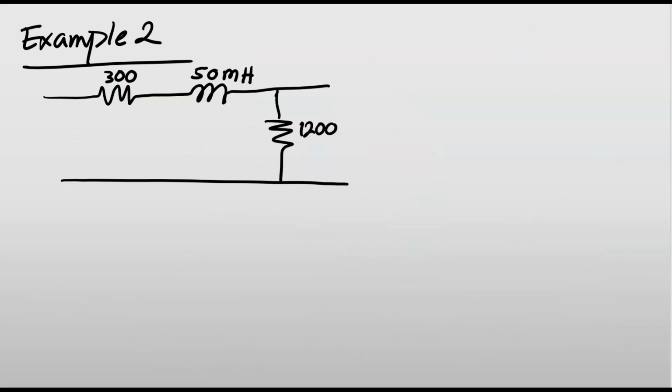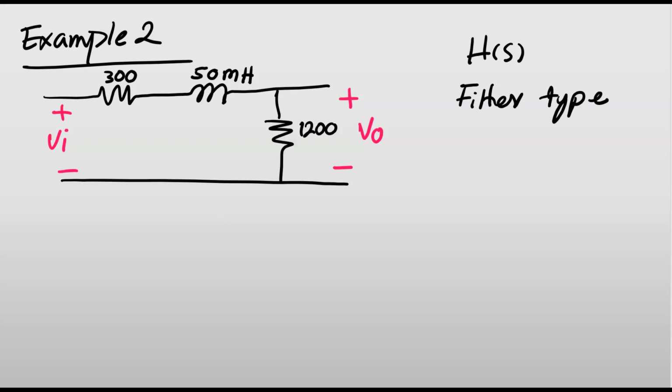In the second example, we have this circuit, and we're applying VI here, and we would like to look at the voltage of the resistor as our output voltage and see what type of filter we are looking at and what are the parameters of the filter. So these are what we are looking for. What is the transfer function? What is the filter type? And what is the cutoff frequency? And what is the gain of this particular filter?